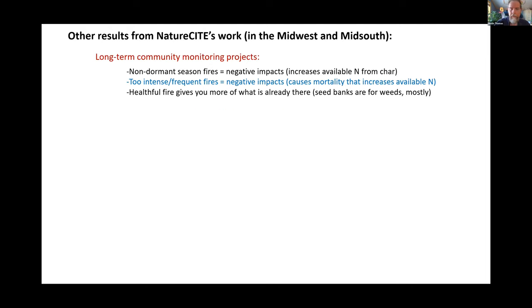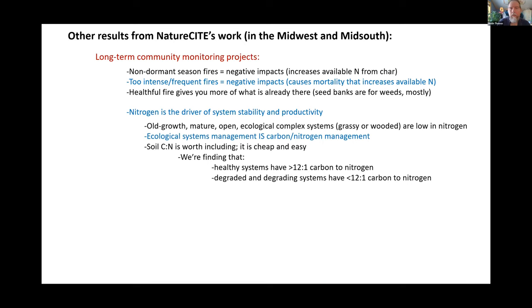Think of it as the paddles, the defibrillator. If somebody's been flatlined for an hour, you can shock them all you want, it's not gonna do anything. And again, nitrogen's the driver of a lot of this, of system stability and of system productivity, more than I had realized and more than I, in my training or in conversation, had heard of.